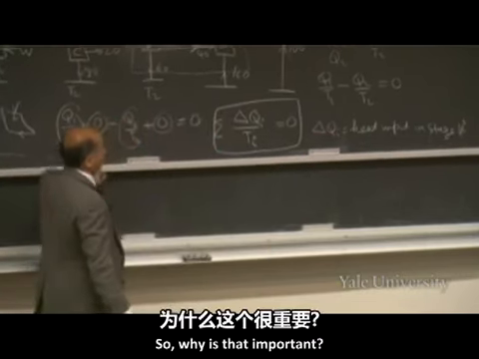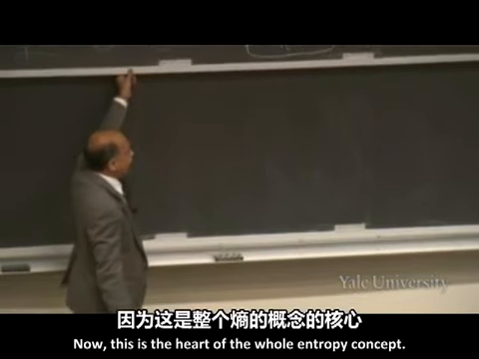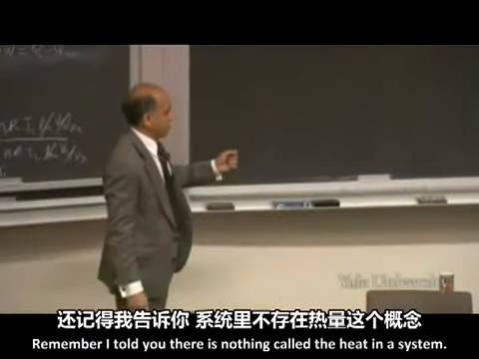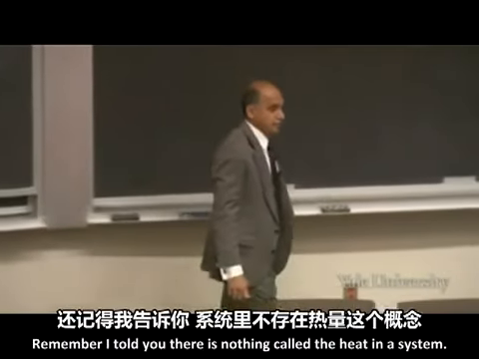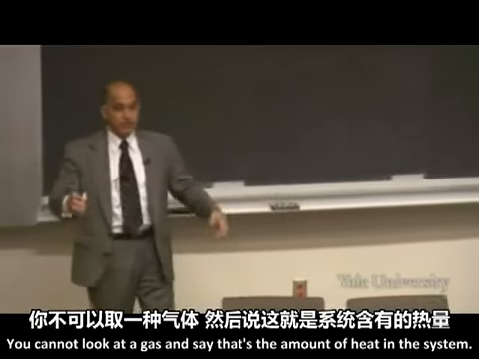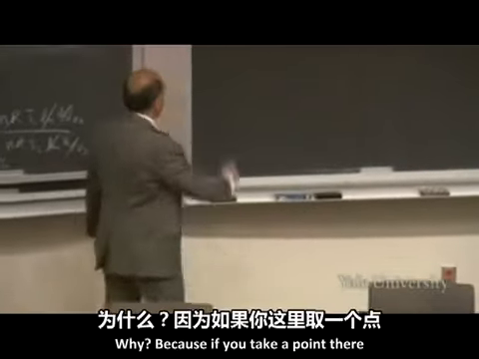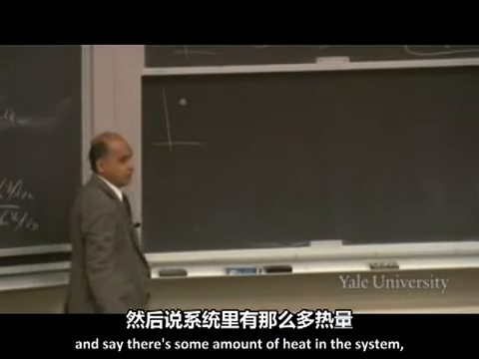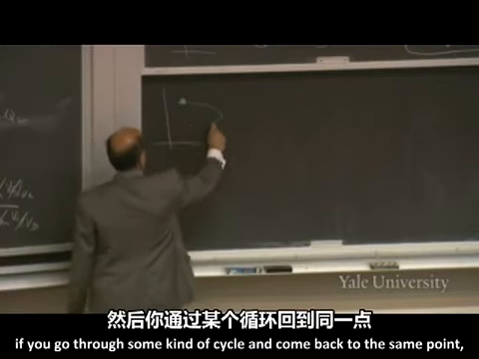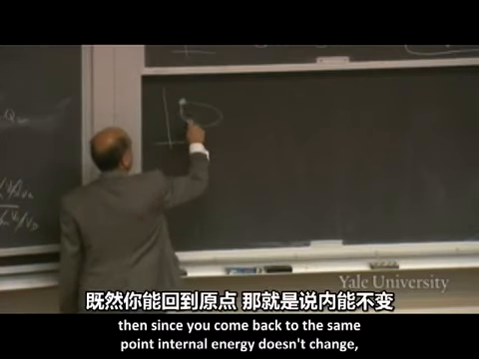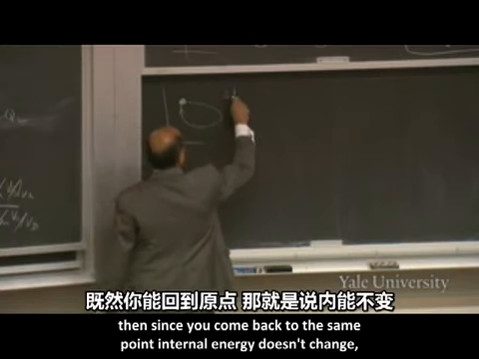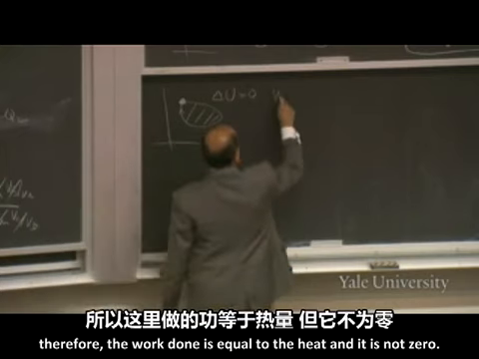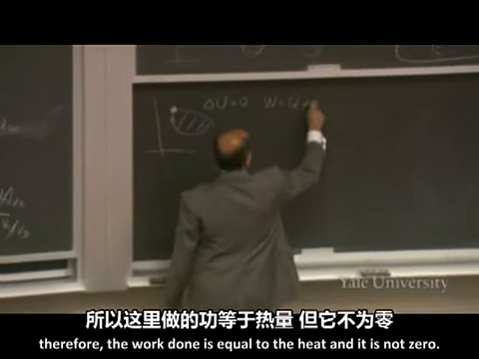So why is that important? Now, this is the heart of the whole entropy concept. Remember, I told you there is nothing called the heat in a system. You cannot look at a gas and say that's the amount of heat in the system. Why? Because if you take a point there and say there is some amount of heat in the system, if you go through some kind of cycle and come back to the same point, then since you come back to the same point, internal energy doesn't change. This is the work done. Therefore, the work done is equal to the heat, and it's not 0.